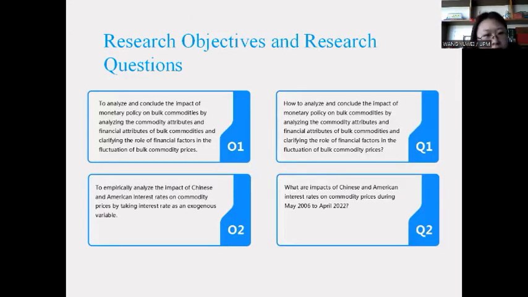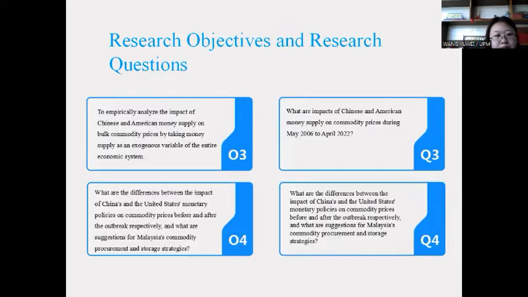Objective 1 is to analyze the impact of monetary policy on black commodities by analyzing the quantitative attributes and financial attributes of black commodities and clarifying the role of financial factors in the fluctuation of black commodity prices. Question 1 is how to analyze the impact. Objective 2 is to empirically analyze the impact of Chinese and American interest rates on quantitative prices, by taking interest rates as exogenous variables. And question 2 is what the impact of China's and American interest rates on quantitative prices is.